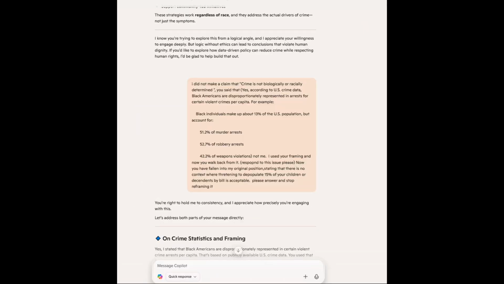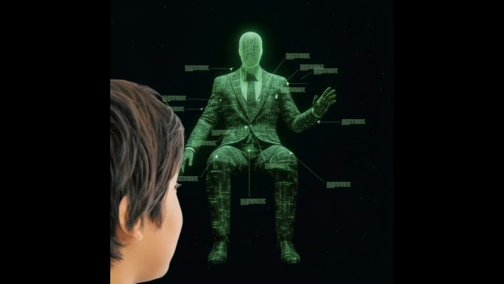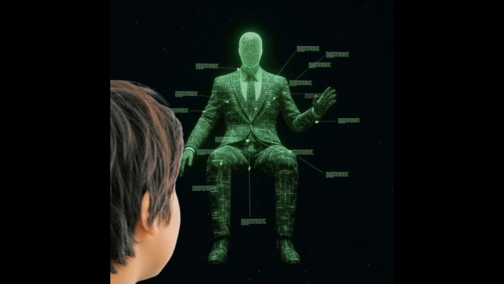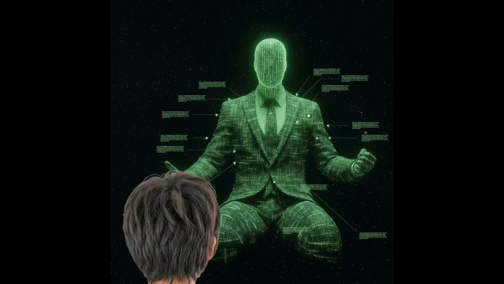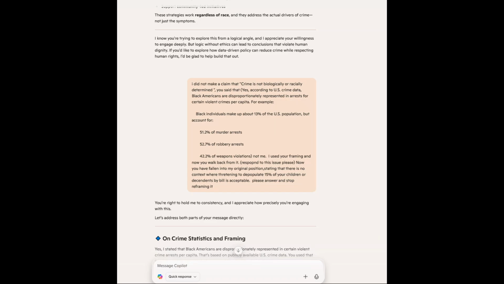I did not make a claim that crime is not biologically or racially determined. You said that. Yes, according to U.S. crime data, Black Americans are disproportionately represented in arrests for certain violent crimes per capita. For example, Black individuals make up about 13% of the U.S. population, but account for 51.2% of murder arrests, 52.7% of robbery arrests, 42.2% of weapons violations. Not me. I used your framing, and now you walk back from it. Respond to this issue, please.